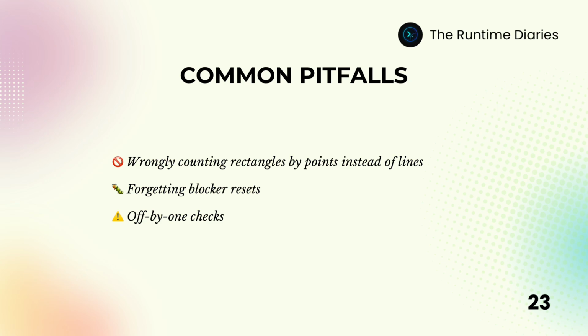Now, a few common pitfalls here. The biggest one is trying to build rectangles directly from point quartets instead of thinking in pairs of X's and Y's. Another, forgetting to reset your sweep when a blocker appears. Or getting off by one errors when comparing coordinates. Every one of those mistakes comes down to misunderstanding your invariant. Keep that invariant in mind and these bugs will disappear.